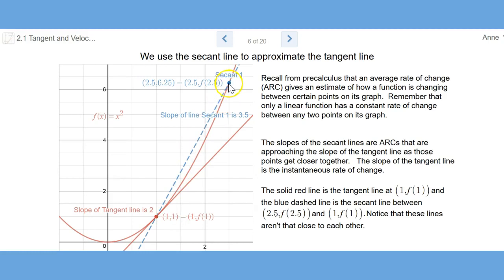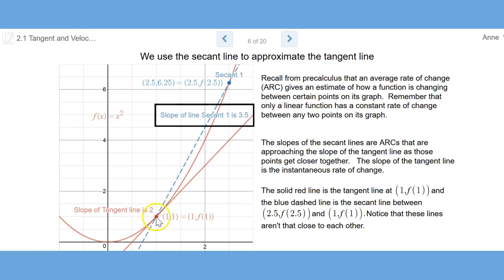What we're going to be doing is moving a point closer and closer to a particular point on the line, in this case 1, 1. My other point is the point 2.5, f of 2.5. We can figure out the slope of that line by evaluating the function f of x equals x squared at 2.5, which gives me 6.25. And then I figure out the slope as normal. Change in y is 6.25 minus 1 over 2.5 minus 1, and that's going to give me a slope of 3.5.